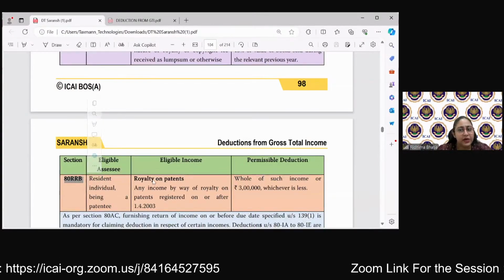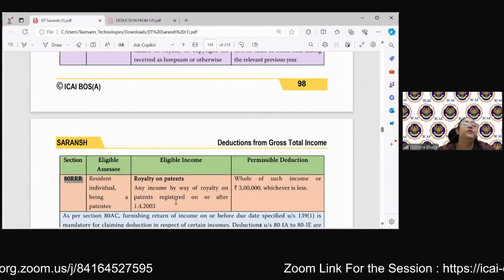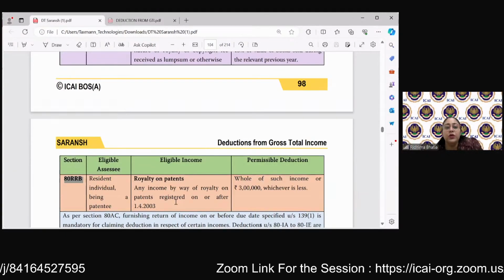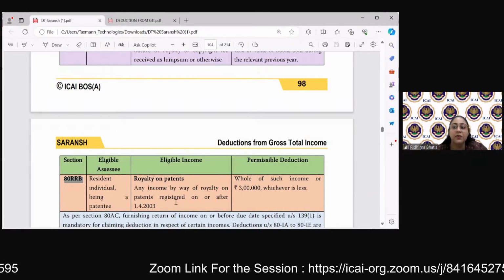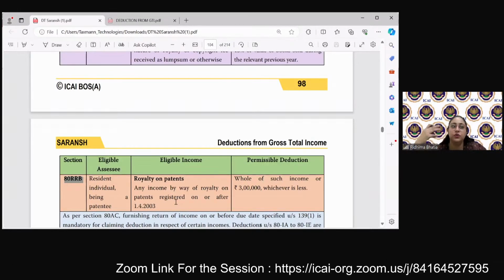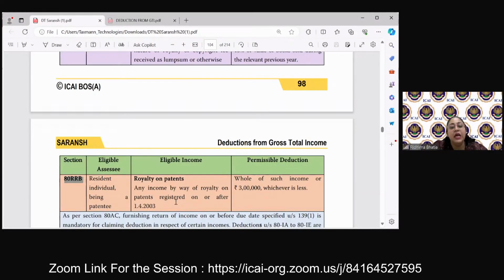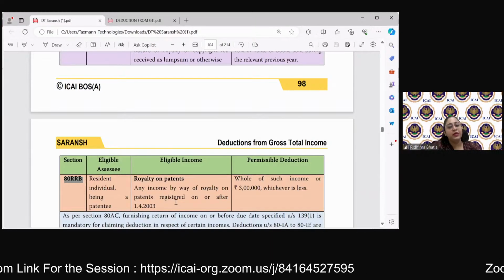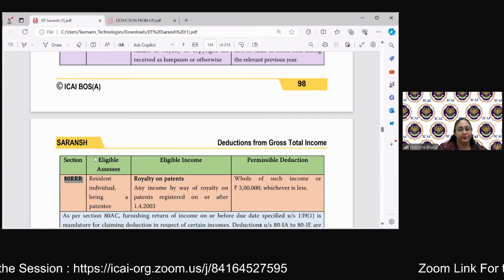80 RRB is for patent, royalty on patents, and 80 QQB is for royalty on artistic, literary, scientific work. So अगर मैं author हूँ किसी book का और मुझे royalty मिल रही है, then I'm eligible for 80 QQB. But अगर मैंने कुछ patent निकाला, उस पे use करने दे दिया and I'm getting royalty, I'm eligible for deduction under 80 RRB. मेरा patent register होगा और लोग उस patent को अगर use करेंगे और royalty देंगे, then RRB. Commonly is QQB though. Okay.